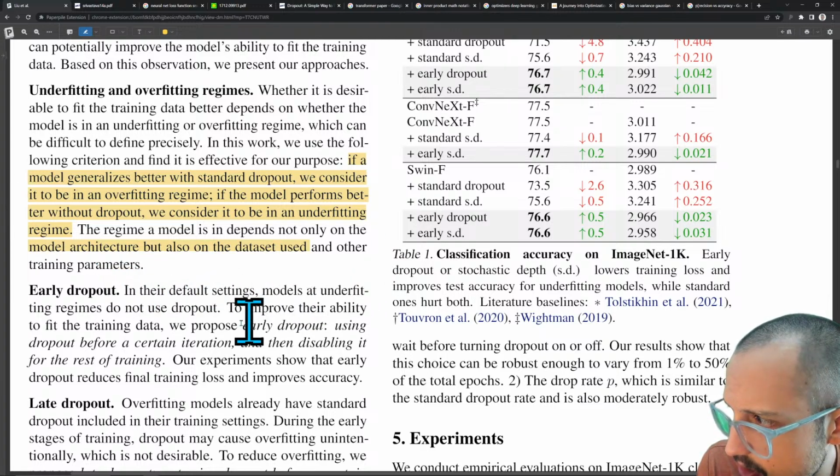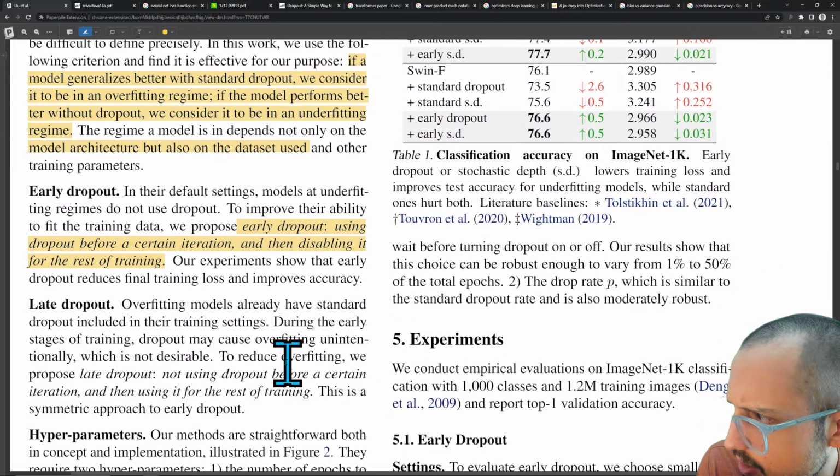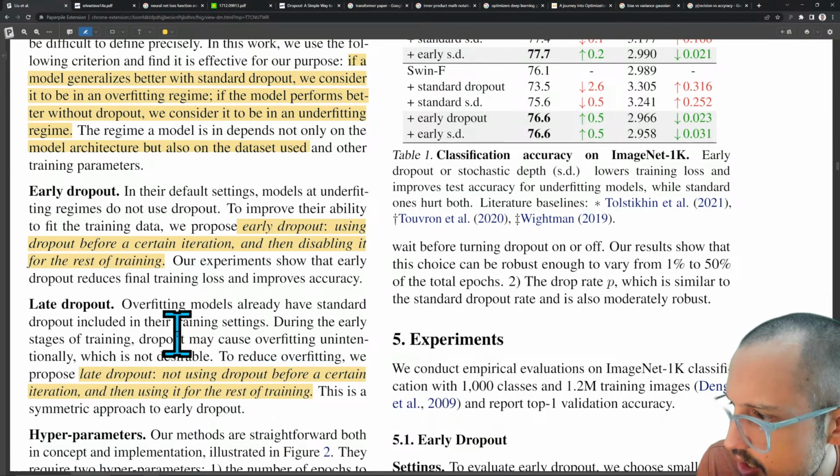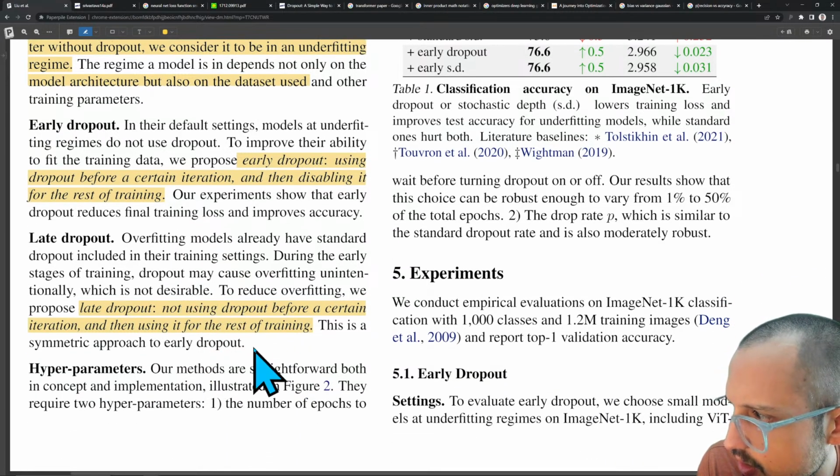In their default settings, models in underfitting regimes do not use dropout. To improve their ability to fit the training data, we propose early dropout: using dropout before a certain iteration, and then disabling it for the rest of training. Late dropout: overfitting models already have a standard dropout included. During the early stages of training, dropout may cause overfitting. To reduce overfitting, we propose a late dropout, not using dropout before a certain iteration, and then using it for the rest of training. This is a symmetric approach to early dropout. I don't know what kind of symmetry they're referring to there, but it's basically two different types of scheduling for dropout.